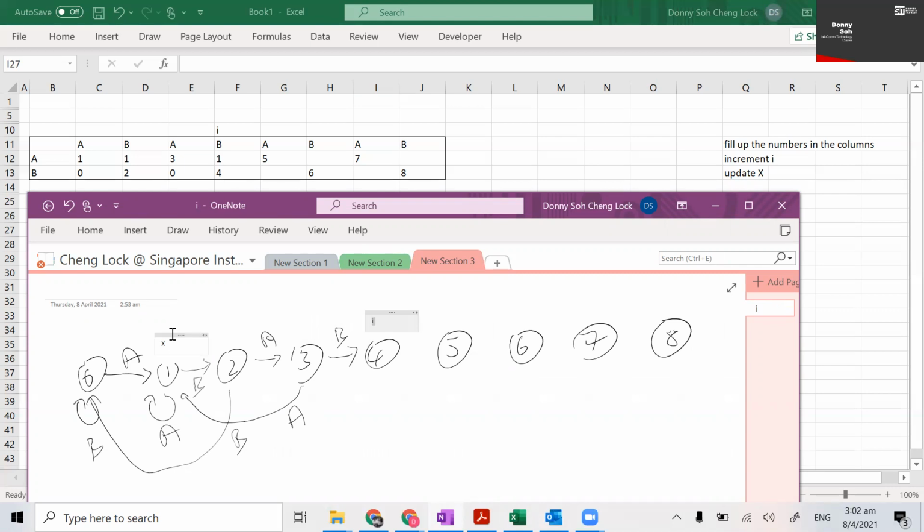And update X. What will happen if I see a B? It will go to state number 2. So this will go to state number 2 if I were to see a B. Okay, let's go next. From 4 to 5. From state 4 to state 5, this has got to be an A. What happened to X if I see a B? This goes to 0. So it goes to 0.